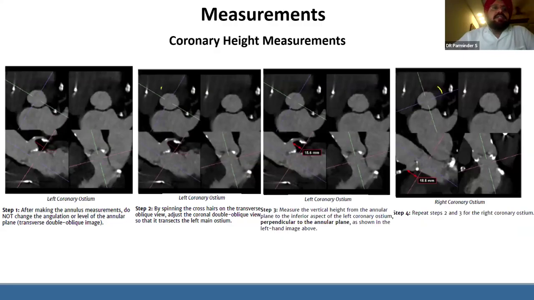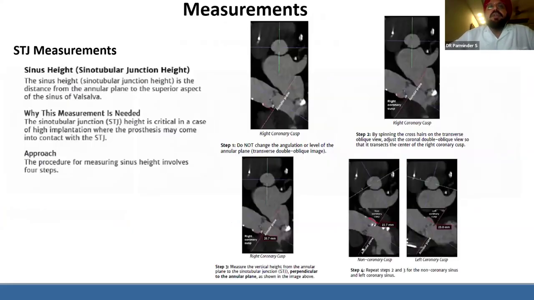Then we measure the coronary heights. I think once we have identified the annular plane, then we can rotate our crosshairs in the short axis view. What we mean to say is the transverse double oblique view. And then in the other views, we will see the coronaries, right? Then we can measure the coronary height. Thus, there are practical ways of doing it. So coronary heights are important.